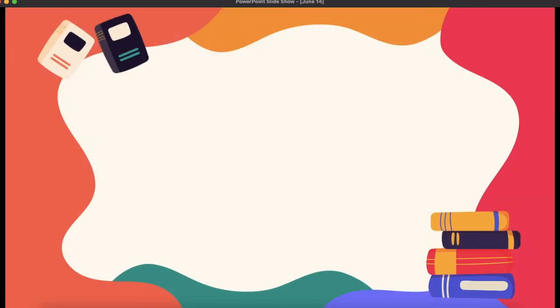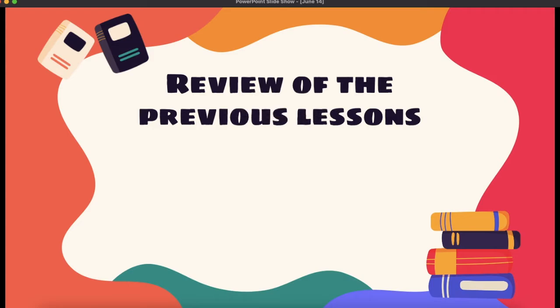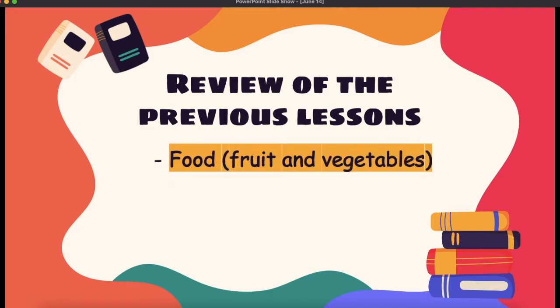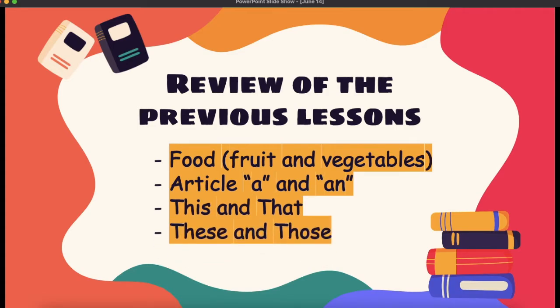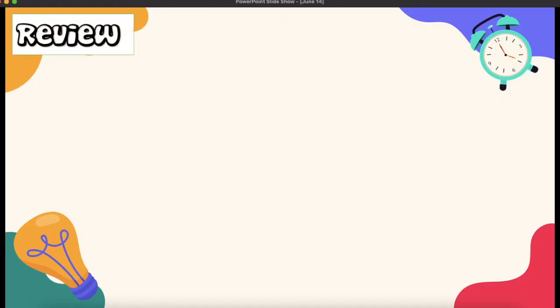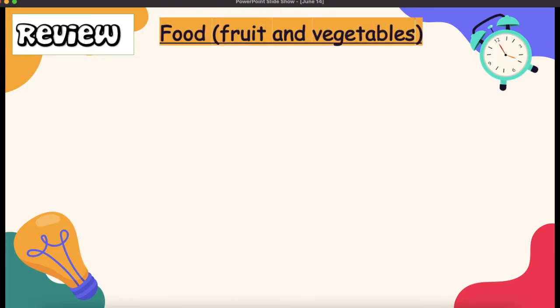Now, let's move forward to reviewing all the previous lessons. This will be just so quick because we are going to answer the book. So I need to review you on all the things that I've discussed. First, the food, the fruit and vegetables, which is in your book, and article a and an, this and that, this and those. So now let's review the food, fruit, and vegetables.